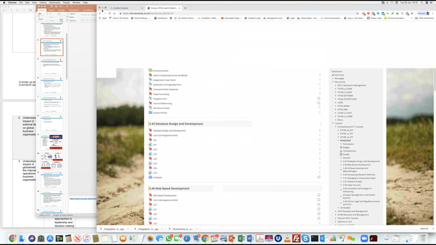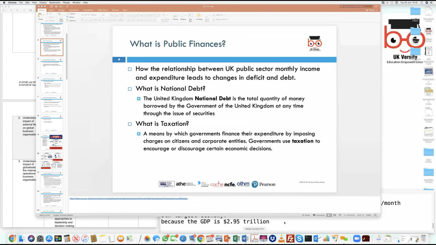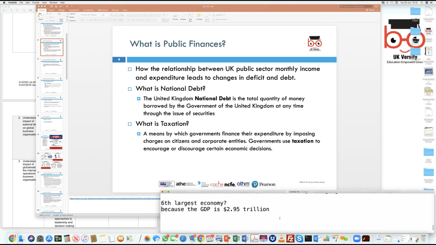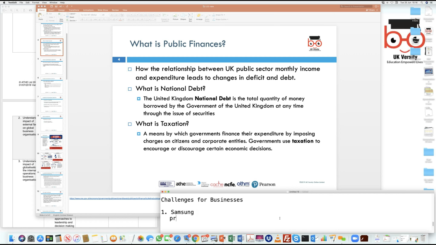Okay, let me give you an example. When you talk about challenges, let me minimize this. So when I say challenges, it is challenges for businesses. We will stick to Samsung, because that is what we have taken as an example in some of the previous sessions. Challenges are problems and issues which the company faces when it is operating internationally. What could be the problems which Samsung could face?